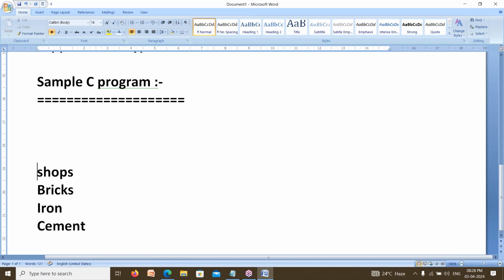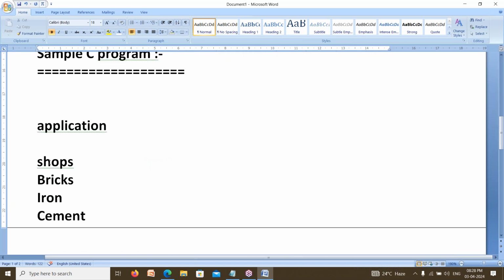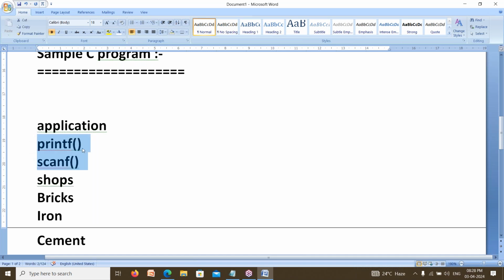In the same manner, here I need to build an application. To build an application, we need to read the data and print the result. To read and to print, we require some tools like printf and scanf. These tools are already developed and kept in shops. Here, shops are nothing but header files. To build an application, we require printf and scanf, and these are already developed and kept in header files.